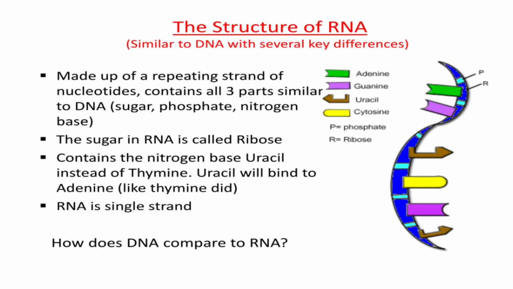It is a single-stranded nucleotide made up of repeating nucleotides, and contains all three parts similar to DNA: sugar, phosphate and nitrogen base. The sugar in RNA is called ribose, and it contains the nitrogen base uracil instead of thymine. Uracil will bind to adenine. RNA is a single strand.